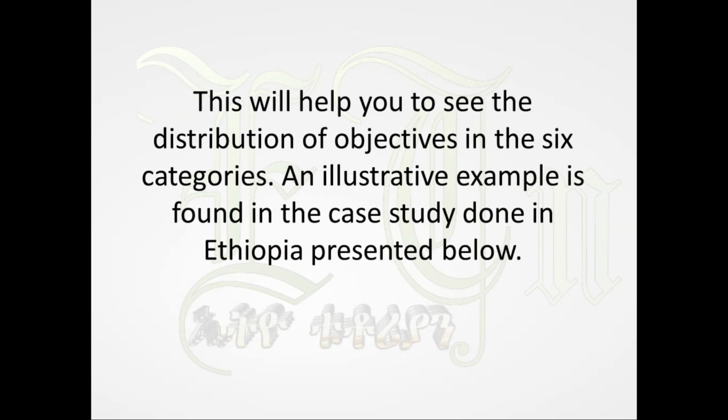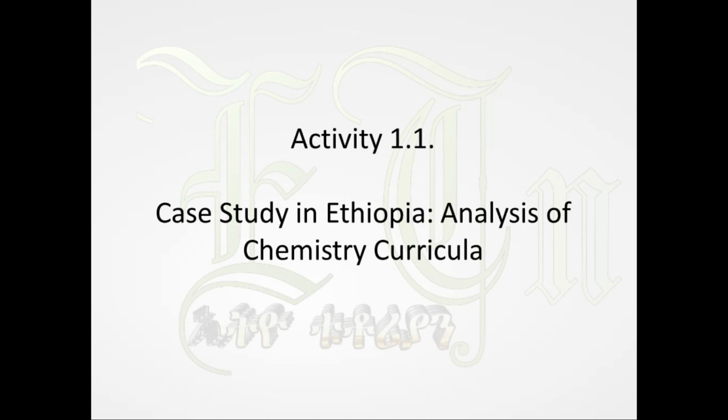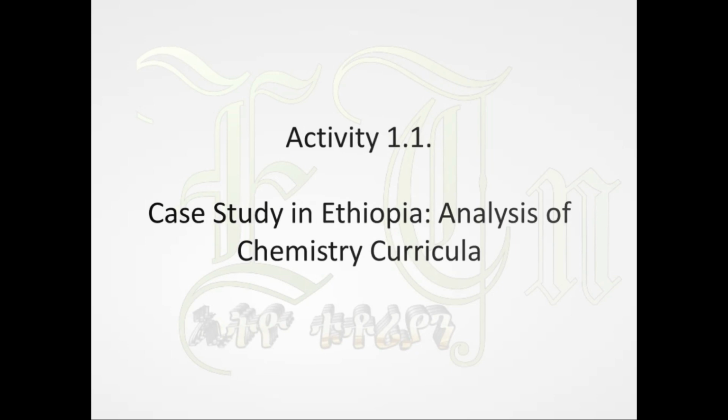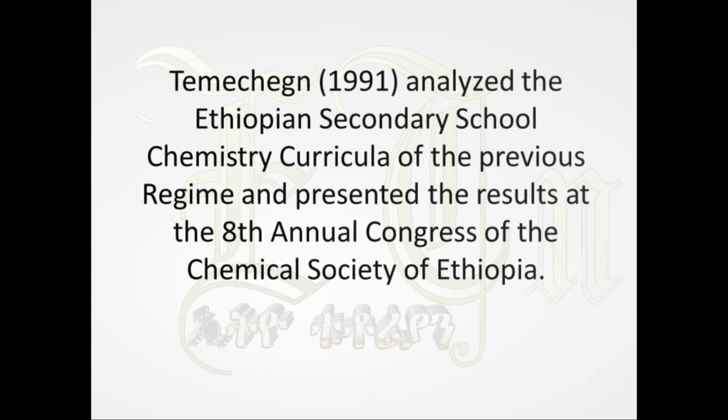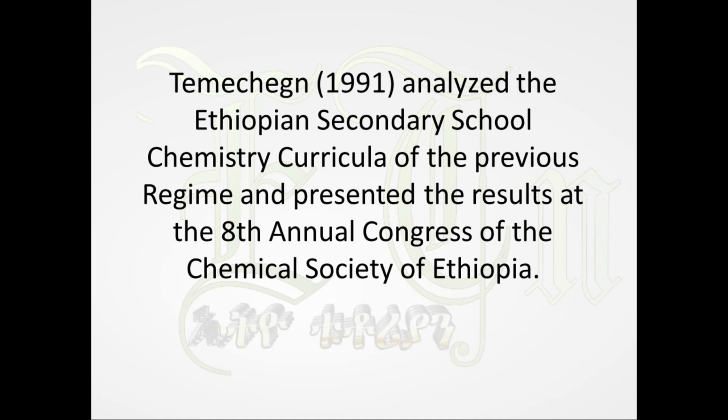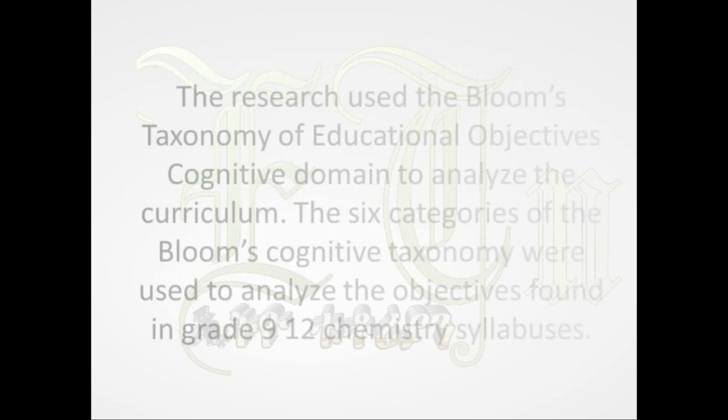This will help you to see the distribution of objectives in the 6 categories. An illustrative example is found in the case study done in Ethiopia presented below. Activity 1.1. Case study in Ethiopia. Analysis of chemistry curricula. Temakan 1991 analyzed the Ethiopian secondary school chemistry curricula of the previous regime and presented the results at the 8th Annual Congress of the Chemical Society of Ethiopia.